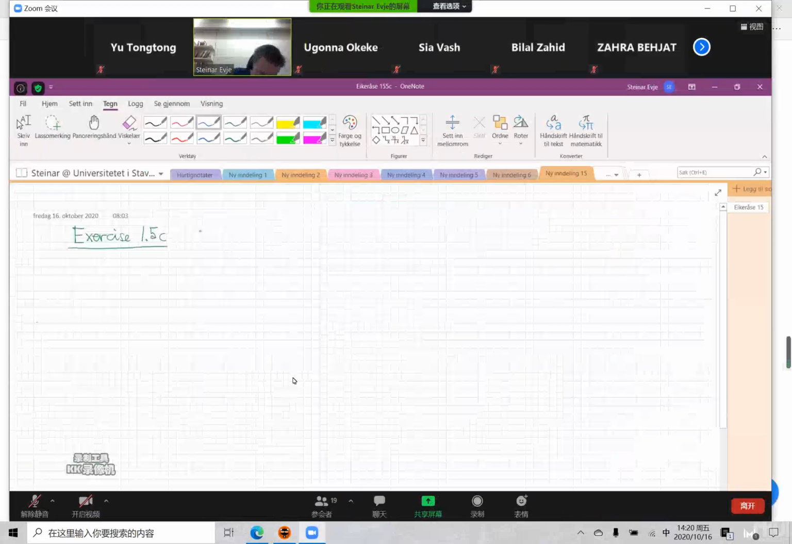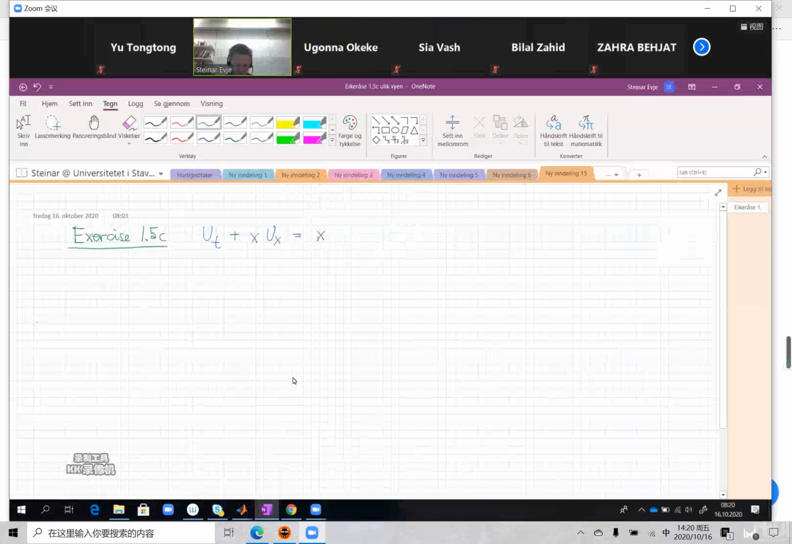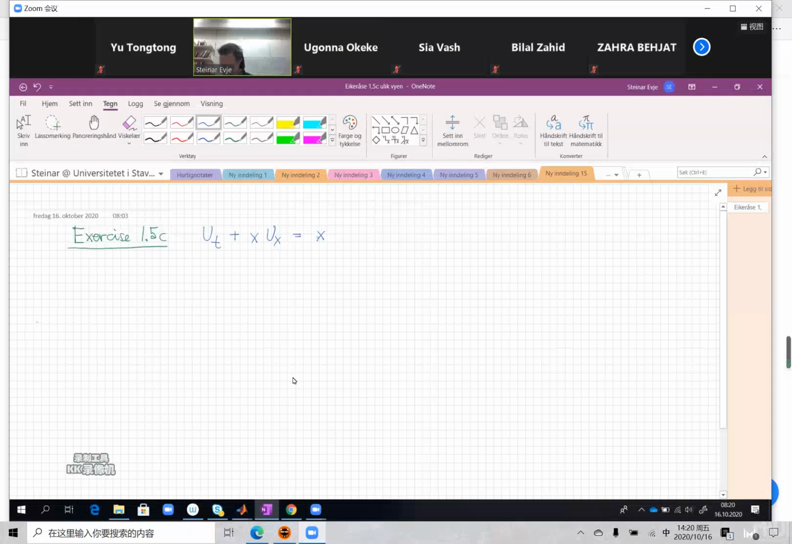And here we have been given the equation u_t + x u_x = x. We observe that here we have a coefficient in front of the spatial derivative. So we have a velocity that is not constant. So we know that the characteristics will not just be straight lines.